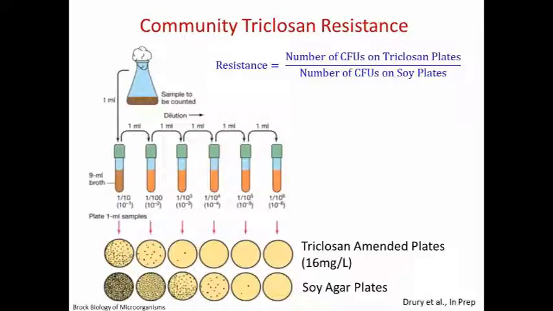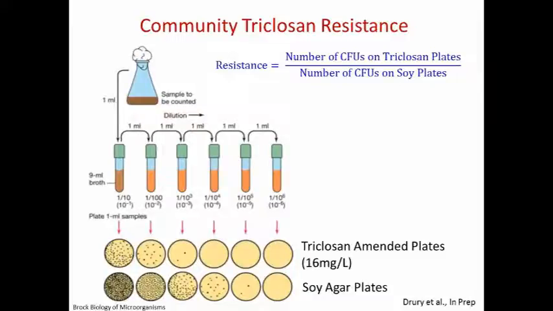And so this concentration killed like 95% of the bacteria in the Nippersink Creek site. So it resulted in a significant toxicity. So we chose that as our cutoff for triclosan resistance. And so our resistance numbers are percentages: the number of bacteria growing on the triclosan plates divided by the number growing on the unamended plates.